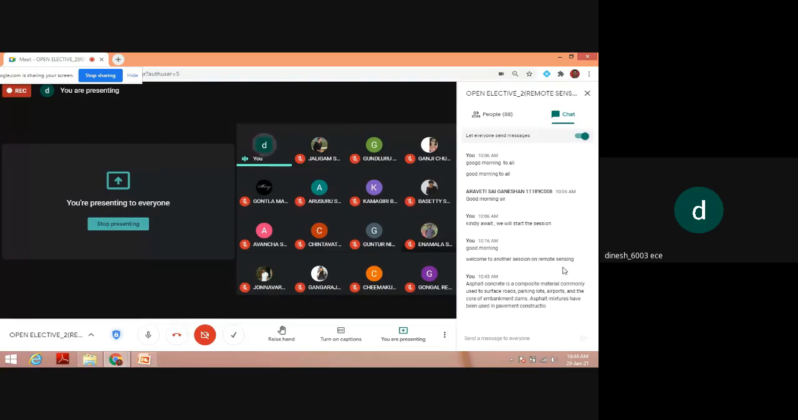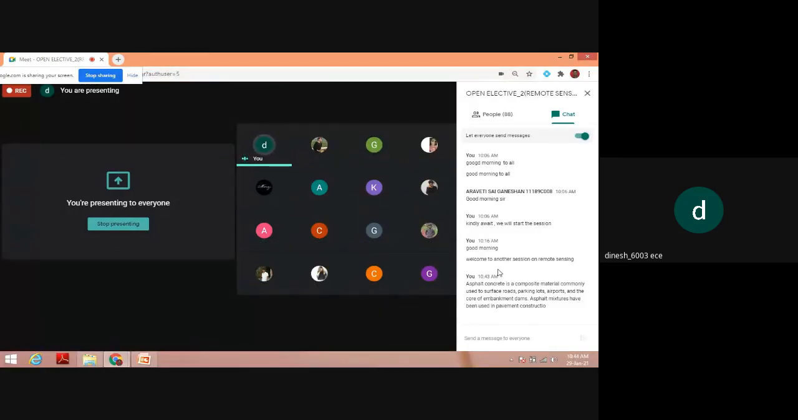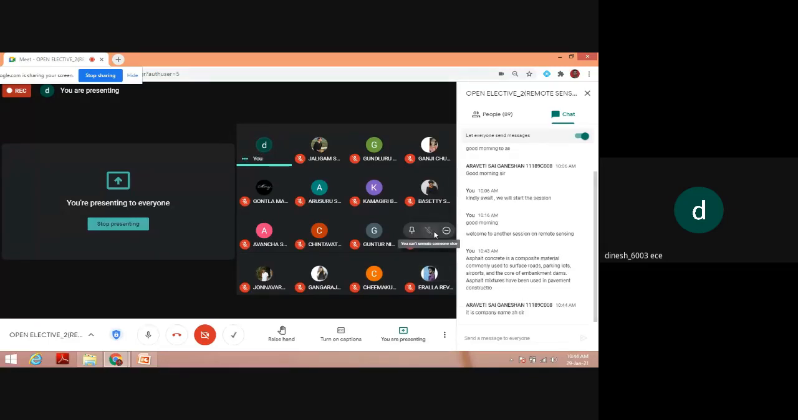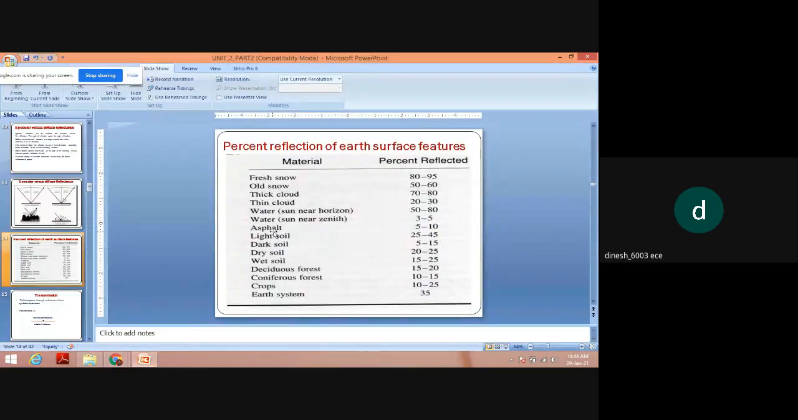Most of you are unfamiliar with asphalt. Asphalt is a composite material commonly used for making road surfaces, parking lots, airports, or embankment dams. These are used as mixtures in concrete construction. So that is your asphalt. No, asphalt is a mixture. It's not a company name. I have shown you in the slide. You can see that, after the water, asphalt.